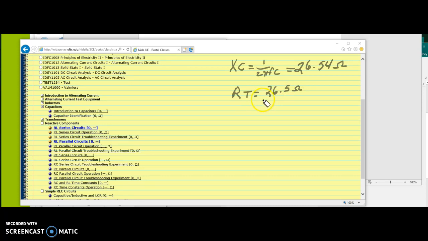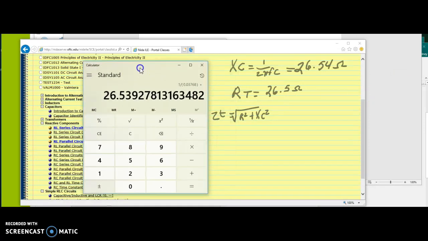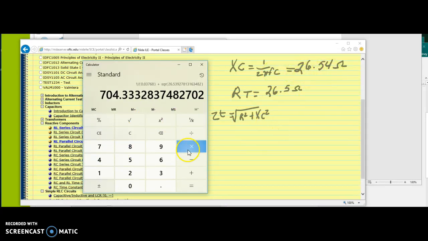So the next thing is we've got to get total impedance. And remember, that is this formula right here, which is ZT, or total impedance, is equal to the square root of R squared plus XC squared. So basically we're squaring this, we're squaring that, and then we're getting the square root of that. So we'll bring back our trusty calculator. I'm going to go ahead and square that because that is our XC squared, plus 26.5, this is our R squared, which is 26.5 squared, equals, then we're going to get the square root of that.